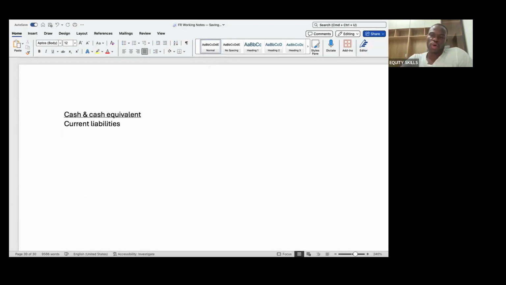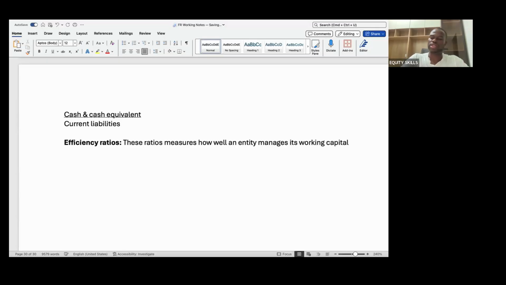So those are liquidity ratios. We have also efficiency ratios. And the ratios here measure, let me put it simply, how well an entity manages its working capital. How well is an entity managing its working capital? How efficient are you in the management of your working capital?